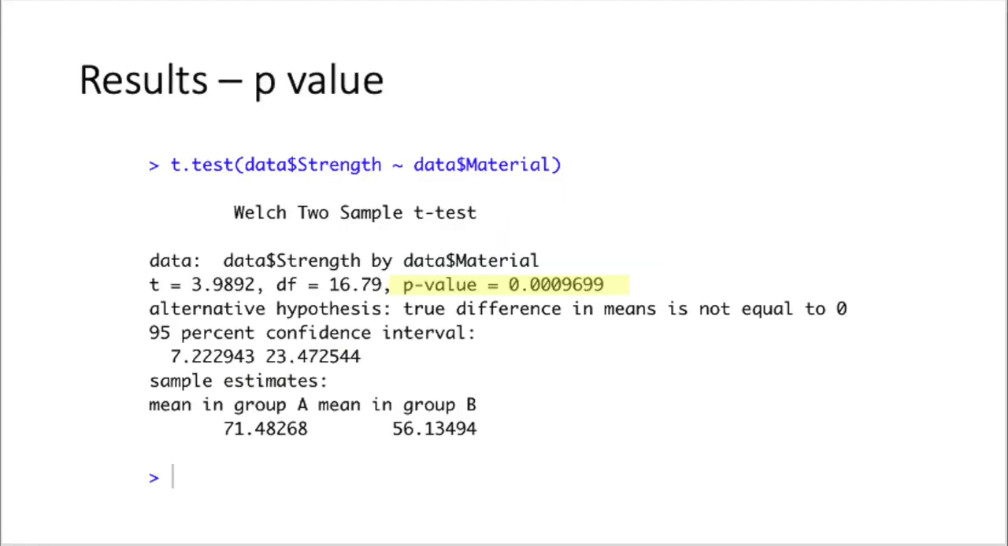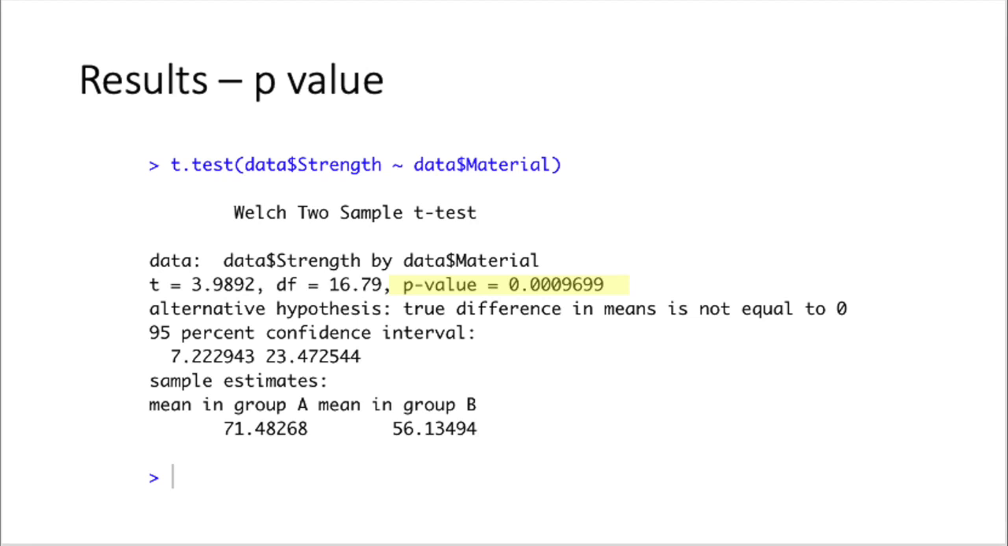So here are the results from running the lines of code I showed you earlier. And this is the Welch two-sample t-test. So I'll go through all the important parts of this output and tell you what it means and how to interpret it. So the first thing I highlighted is the p-value. For this experiment, our p-value is 0.00097.